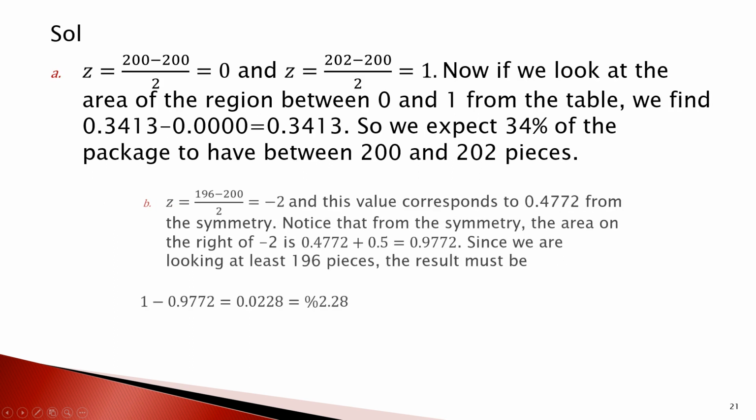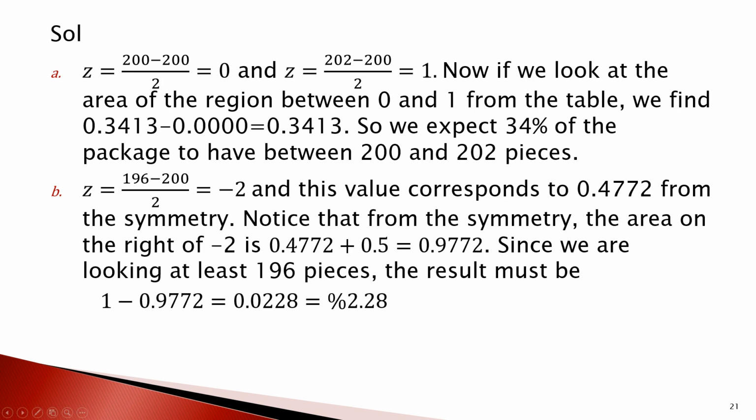But let's convert it. 196 minus 200 divided by 2, this is how we convert to a z-score. That corresponds to minus 2. Now this value, from the symmetry, corresponds to 0.48. And again from the symmetry, this is the area from 0 to minus 2, 0.47.